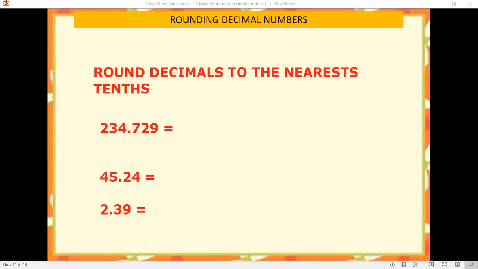Another example. Okay, another example. So we have here 234.729. So which one here is the tenths? 7 is the tenths. I'm going to change the color.